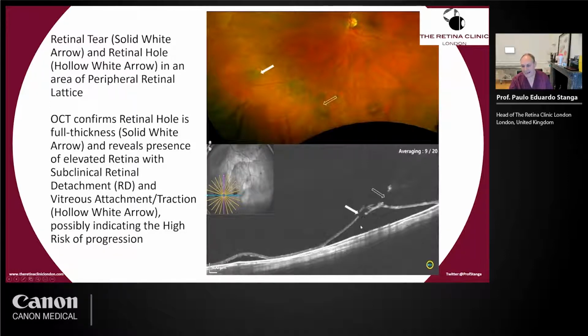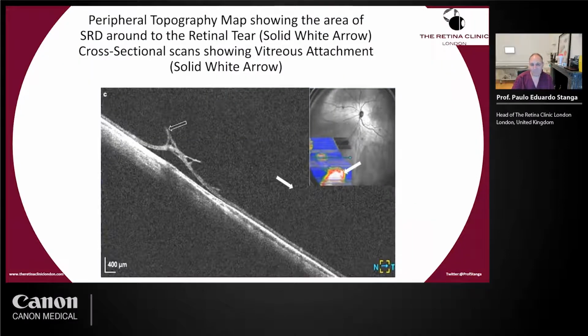Well, we can clearly see that there is an area of detachment. There is a full thickness hole. The vitreous is attached. This is another tear. There are several areas where the retina is detached along this area of peripheral lattice. I offered this patient laser retinopexy all around that area. This is a more detailed view. You can clearly see the vitreoretinal attachment and the elevated retina.